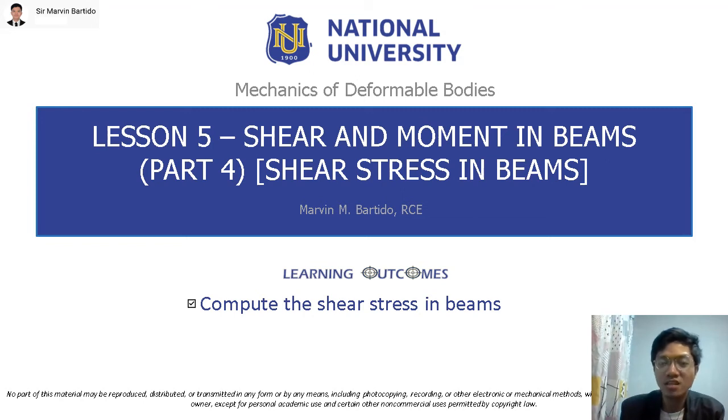Class, for today's discussion in Mechanics of Deformable Bodies, we are now going to proceed to the fourth part of our discussion about shear and moment in beams. Last time, we discussed the flexural stress in beams. This time, class, we are going to discuss the shear stress in beams. For our learning outcome, students must be able to compute the shear stress in beams. Let's start our discussion, class.